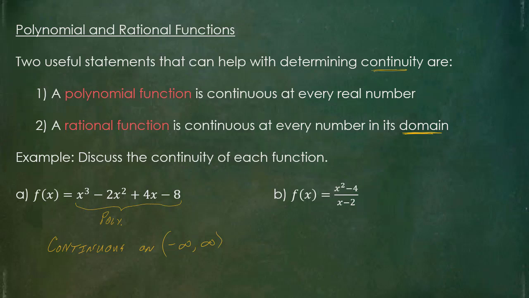For letter B, where f of x is equal to x squared minus 4 over x minus 2, we can hopefully immediately think the domain of this is x cannot equal 2, because that would make division by 0 happen on the bottom.